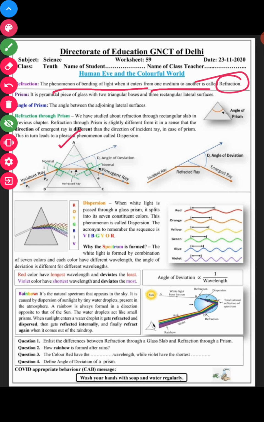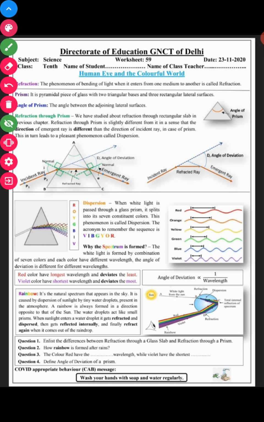So today we will discuss the prism, the pyramidal piece of glass with two triangular bases. Prism has a pyramidal shape. It has two triangular bases and three rectangular lateral surfaces, right? And this is called the angle of prism. The angle between the adjoining lateral surfaces or sides of the prism is called the angle of prism.